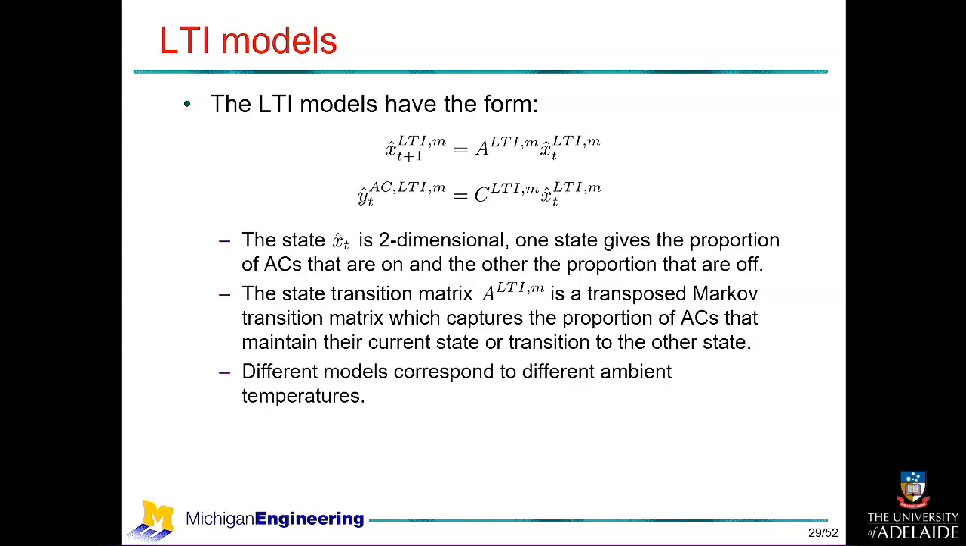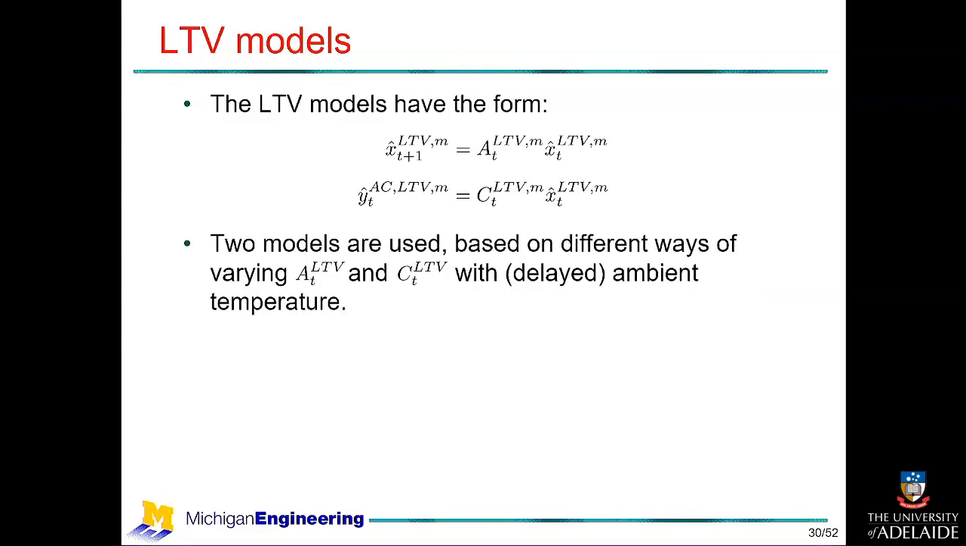There are M different models, and each one has different parameters in the A matrix, which is describing different transition rates that are appropriate under different temperature conditions. So there are LTI type models, a range of LTI type models dependent upon the ambient temperature. And then the time varying models have the same structure, the linear structure, of course, but the A and the C are varying in a time response. Well, the one model is varying with ambient temperature.